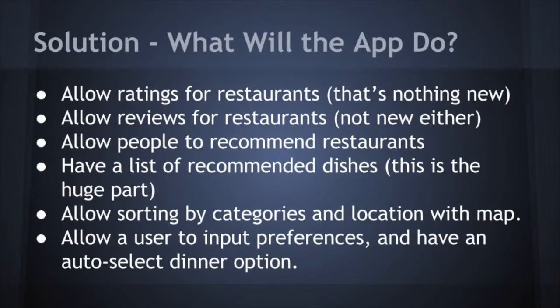We also want to have a list of recommended restaurants by an area. What will happen here is people will have preferences that they input, and those preferences will allow us to show recommended restaurants based on locals' reviews. We'll also have a list of recommended dishes for each restaurant, solving the issue of, I found a place, now what do I eat there? We'll also be able to sort by restaurant type and location. You'll be able to see everything that is in the area in a map view.